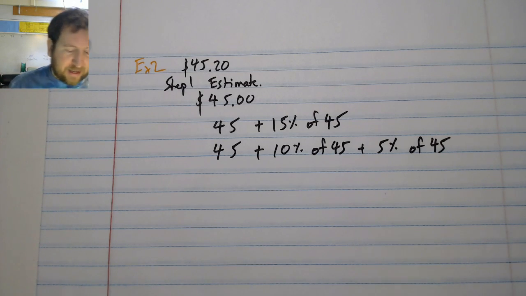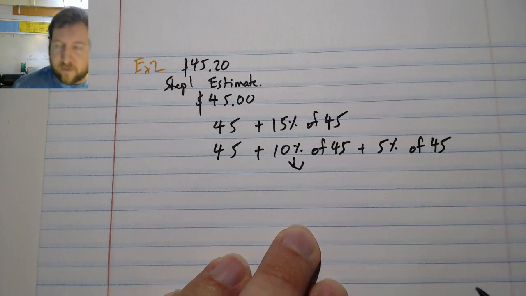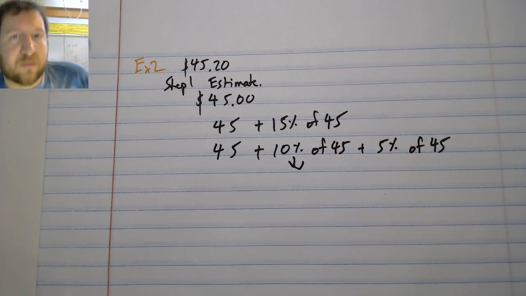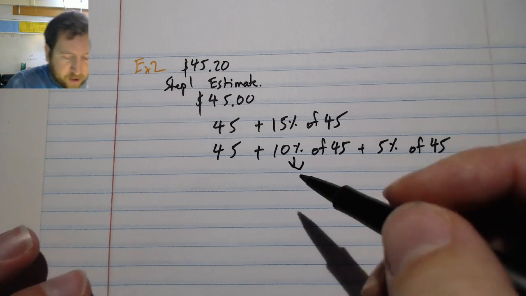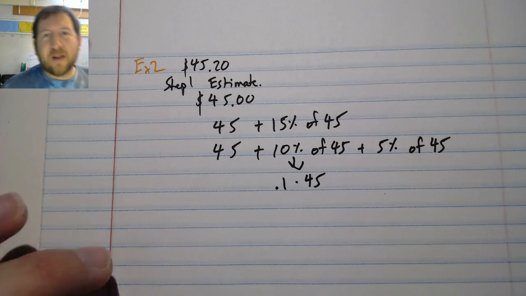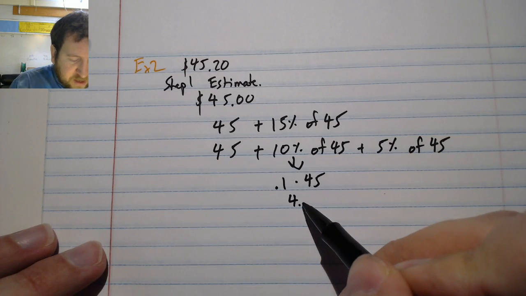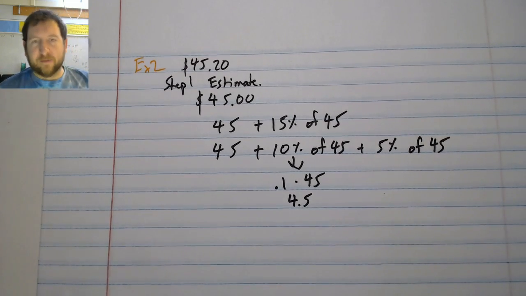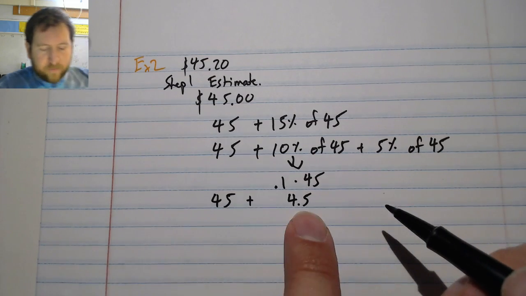And that's the key. Okay, so this is my key to everything, this 10% of 45. And I can do 10% of 45 because remember the rule is that I'm really multiplying by 0.1. This is really 0.1 times 45. And my rule for this is I'm just moving the decimal place one spot over. So this is going to give me 4.5. So I've got 45 plus 4.5.